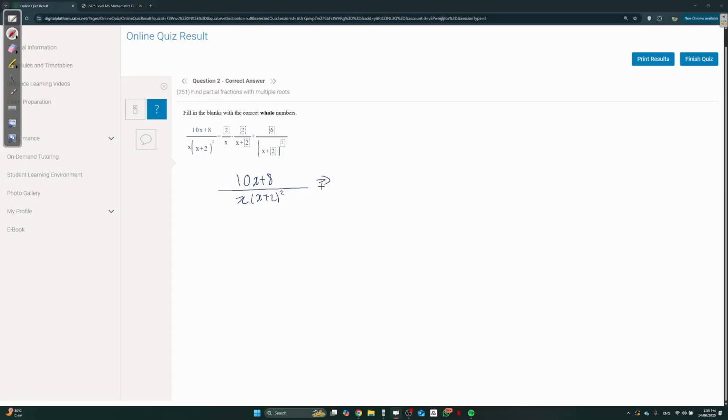Now, what does that mean? How many roots do I have? I have 3. 1 and then 2 here, right? So 3 roots. So the first fraction is going to be a over x, plus b over x plus 2. And since x plus 2 is squared, the third factor is going to be, sorry, not 3, c over x plus 2 squared. This is how you work. Okay?